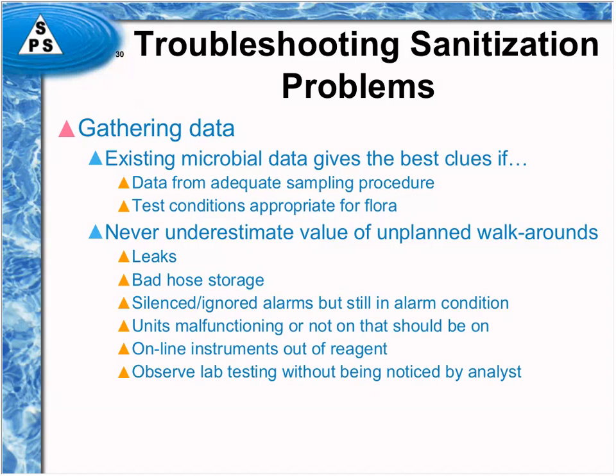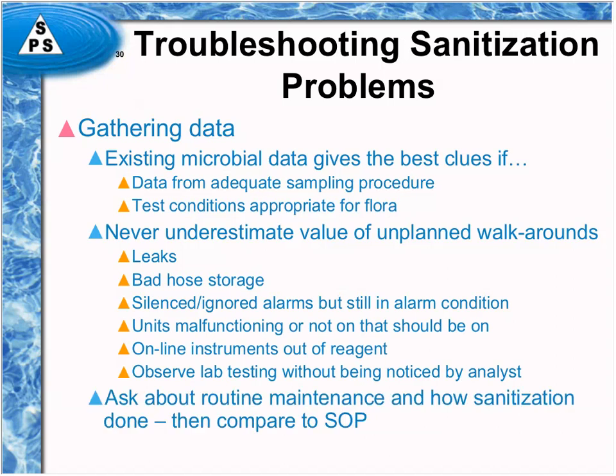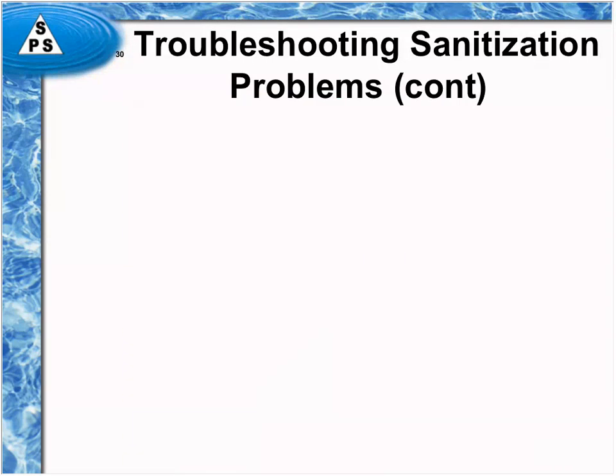You'll observe, or should try to observe, the lab testing without being noticed by the analyst. When people are being watched, they tend to do things with their best behavior. When they're not being watched, they tend to do things in their more usual behavior, and that's what you really want to see, the usual behavior. Sometimes there are many clues to what's going on by watching usual behavior in a lab. Ask about routine maintenance and how sanitization is done, and then compare that answer with what the SOP says. Check equipment logs on how often something is done, and interview people and figure out how often they think they should do it, and compare that to what the SOP says. You'd be amazed what you'd find.